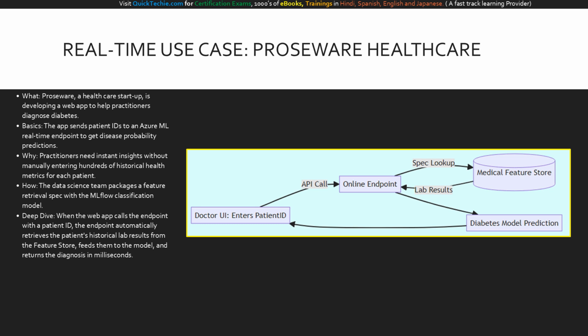This flow visualizes the Prosware application. The doctor uses the UI to enter a patient ID. That makes an API call to our online endpoint. The endpoint, guided by the packaged feature retrieval spec, queries the medical feature store. The historical lab results are returned to the endpoint, scored by the diabetes model, and the prediction is sent right back to the doctor's screen.